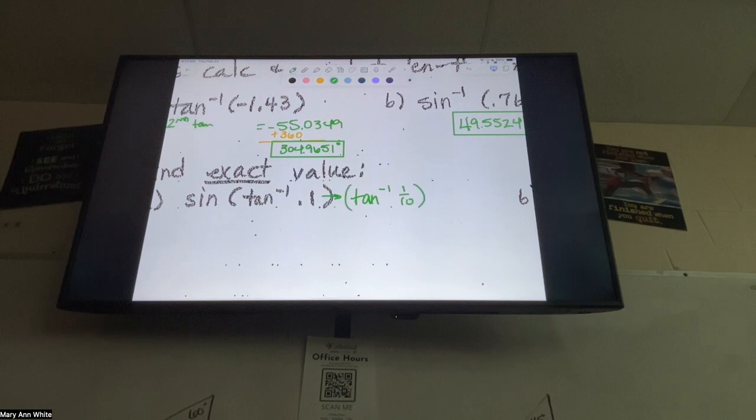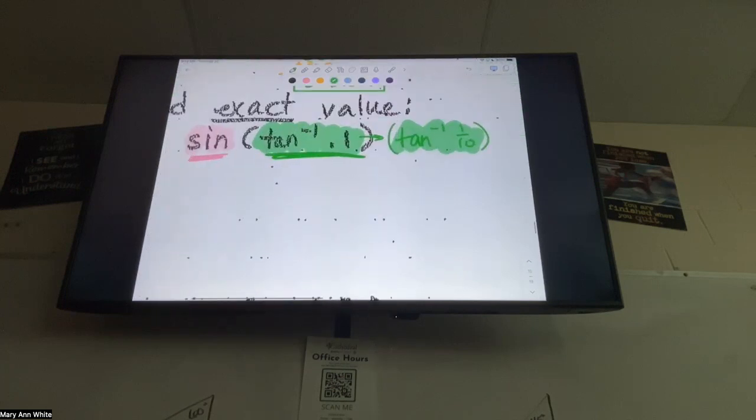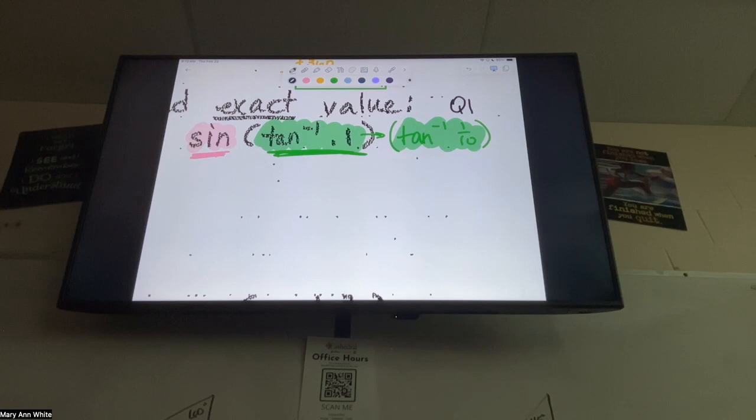Okay. We basically right here have a composition of functions. I've got sine on the outside, and on the inside, I've got this inverse tangent of 1 over 10. We are going to do just like we've done composition functions in the past. We're going to deal with the inside first. We're going to solve, simplify, and then we're going to take whatever we get there and do the outside function of that. So we're going to always start on the inside. The only information I gave us is that inverse of tan is 1 over 10. Okay. Is that a positive or a negative number? So what quadrant am I in? Quadrant 1. So we're going to draw a triangle in quadrant 1.